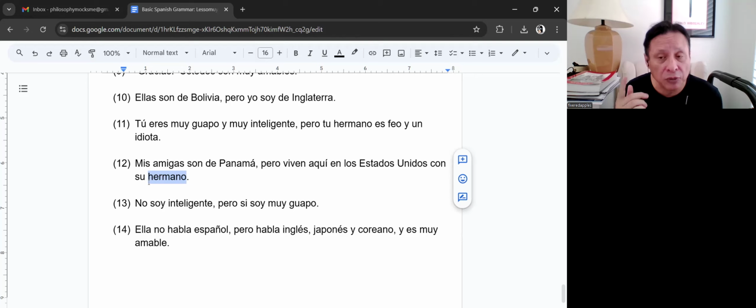That's the difference. That's an important difference because a lot of students get this wrong. They'll just put the wrong possessive adjective because they're doing English grammar. And they think, oh, the girls are from Panama, but they live in the United States with their brother, and they'll use their as the possessive adjective, which is correct in English, because the their has to match with the girls, right? But in Spanish, the su doesn't agree with girls. It agrees with hermano. It agrees with the noun that it's modifying, which makes sense.